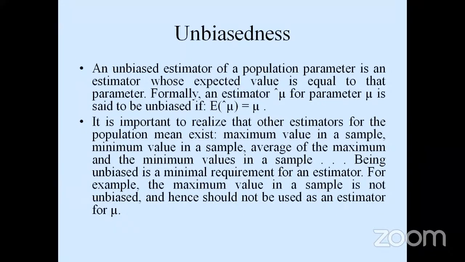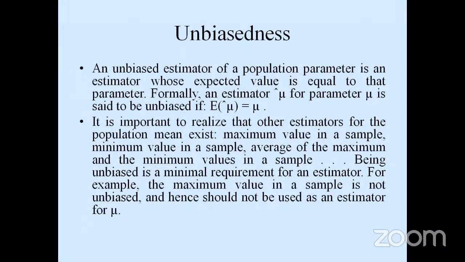So the first one is unbiasedness. Bias means there is some difference. Unbiased means there is no difference, as per the general meaning. So an unbiased estimator of a population parameter is an estimator whose expected value is equal to that of the parameter. Formally, an estimator mu cap for the parameter mu is said to be unbiased if the expectation of mu cap is equal to mu. So the sample mean is an unbiased estimator of the population mean. Like that, expectation of theta cap is equal to theta.